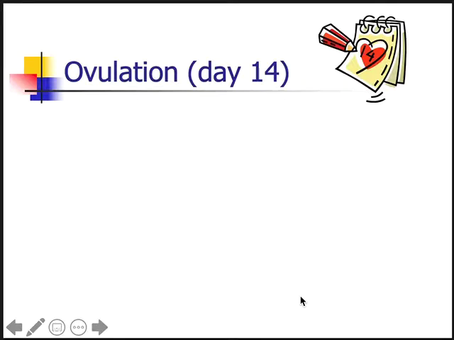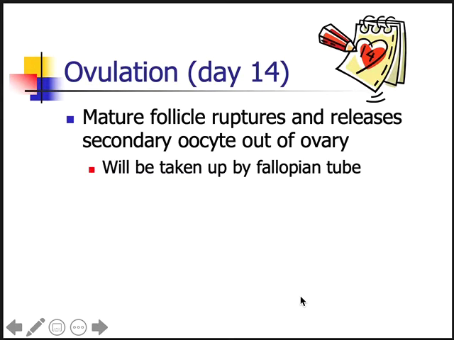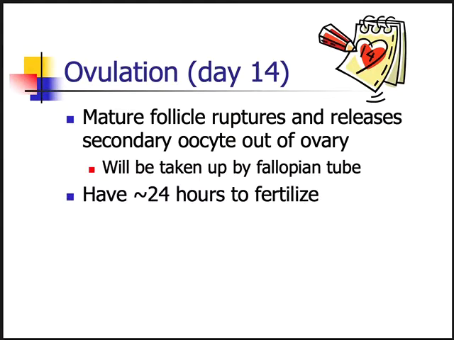Okay, so that was ovulation, the big burst. It's day 14, it's just a single day. Okay, the mature follicle ruptures and releases the secondary oocyte out of the ovary. That's going to be taken up by the fallopian tube and slowly travel to the uterus. And so you have only about 24 hours to fertilize it. Once it gets close to the uterus, it starts to break down, and so you would not be able to fertilize it anymore.